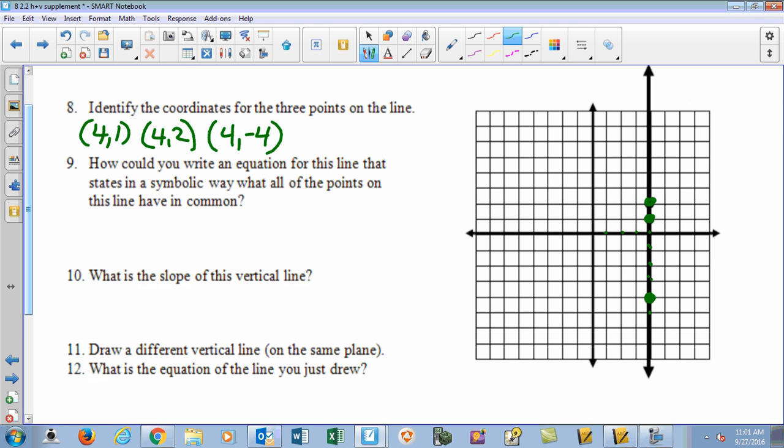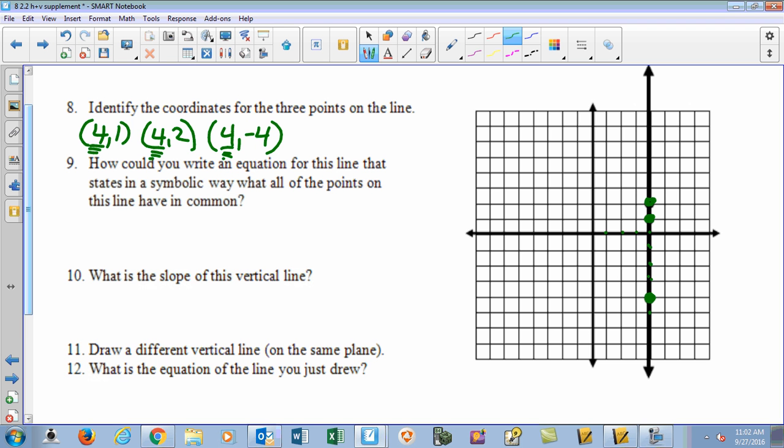They have the 4 is the same now, right? So the horizontal line, all the y's were the same, right? On the vertical line, all the x coordinates are the same. So no matter what y is, x is always 4. So remember how we wrote the equation for the horizontal line, y equals? What do you think the equation for that line could be? How could you write an equation for this line that states in a symbolic way what all the points have in common? Just like we did for the other one.